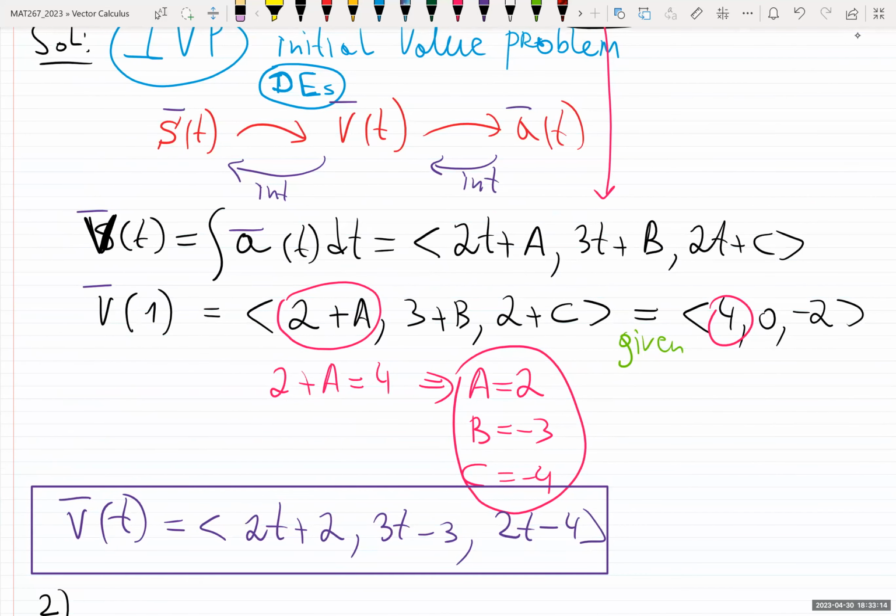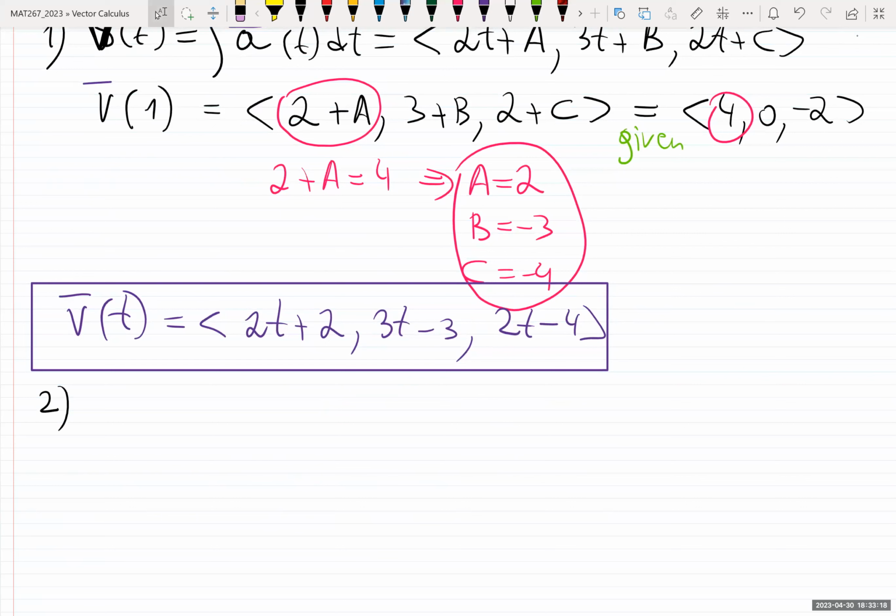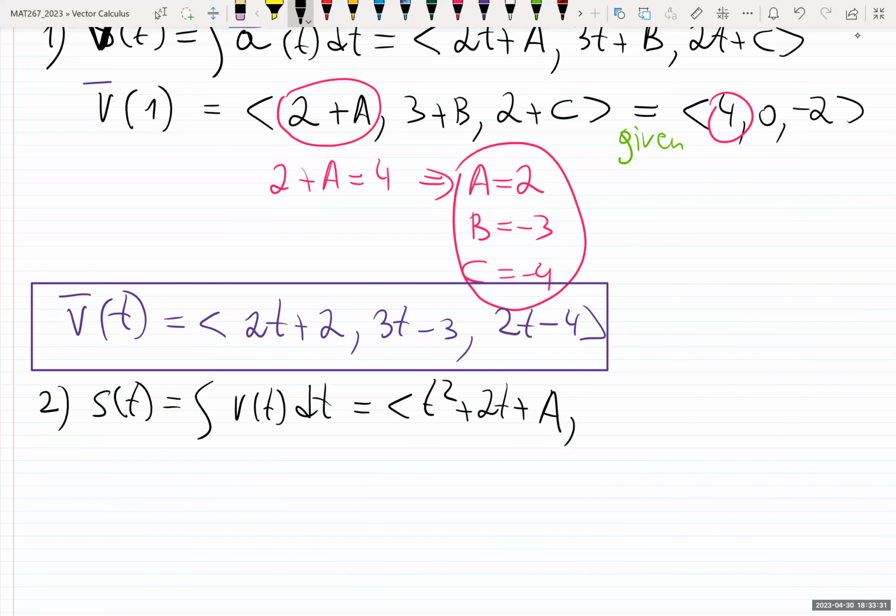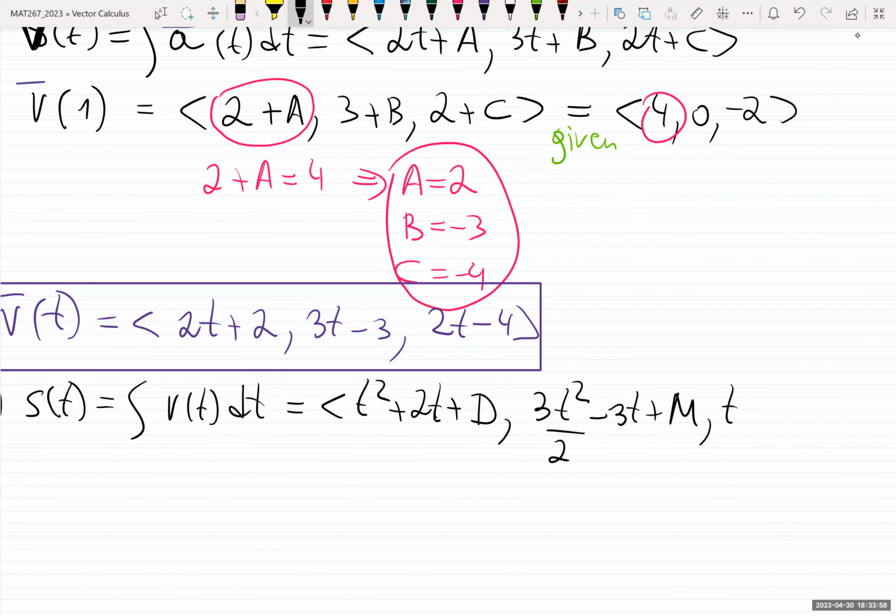Step 2, we find S of t by integrating V of t dt. And that reminds you that the integral becomes t squared plus 2t plus a. So those are new ABC. Nobody actually cares if you call them ABC again. Well, let's be creative: BCD. It's not creative at all, I'm just using the alphabet. Minus 3t plus D. Let's do something fun like M. Suddenly M showed up. And then t squared minus t plus j. I like j. J is good.